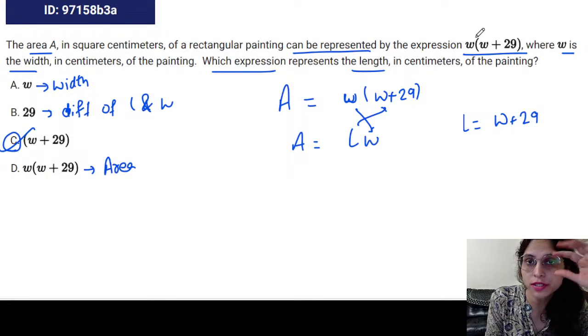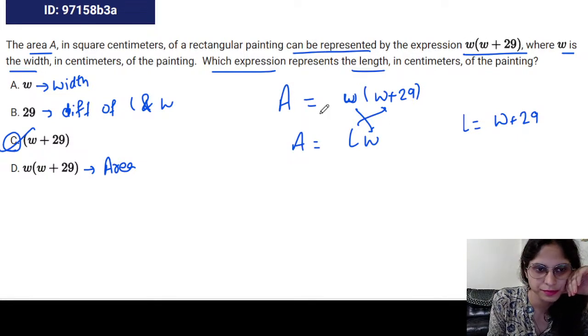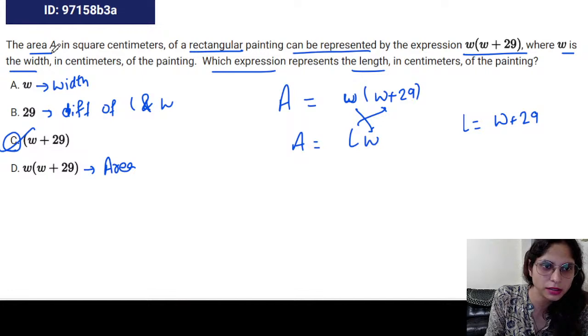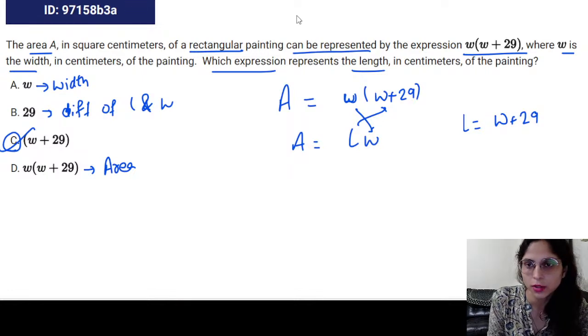Always when you're multiplying and there's plus or minus or anything, always put the parentheses. Otherwise you will be violating the PEMDAS rule. Alright, so your W plus 29 is your length, because area of rectangle is length times width. Width is W, so the other thing has to be your length. It's that easy.